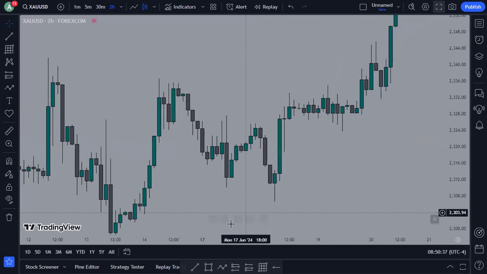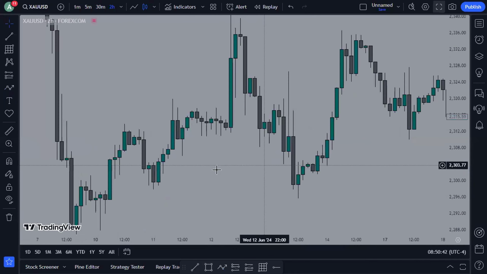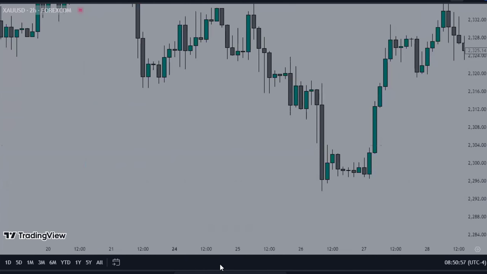Now let me zoom in more. Let me zoom in some more. I don't know if you guys can see it clearly. Then let me show you guys where there's no imbalance, where there's full efficiency and the market has been filled properly. You feel me? All right, let's use this one here.